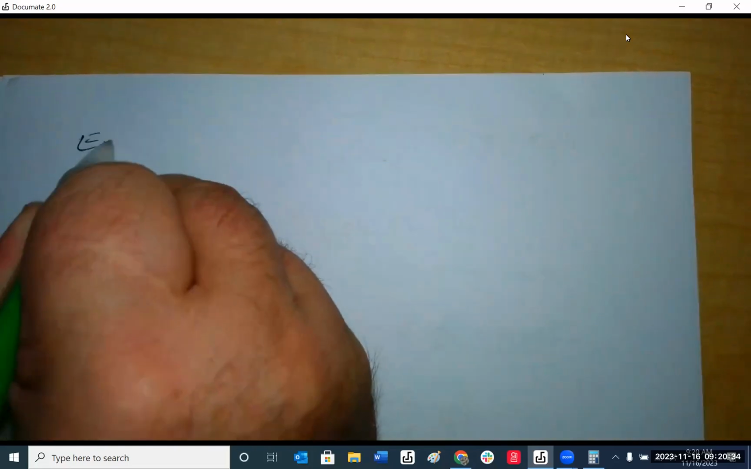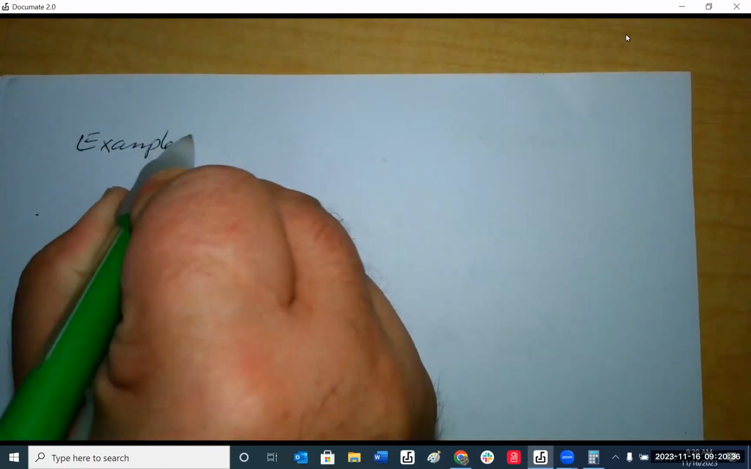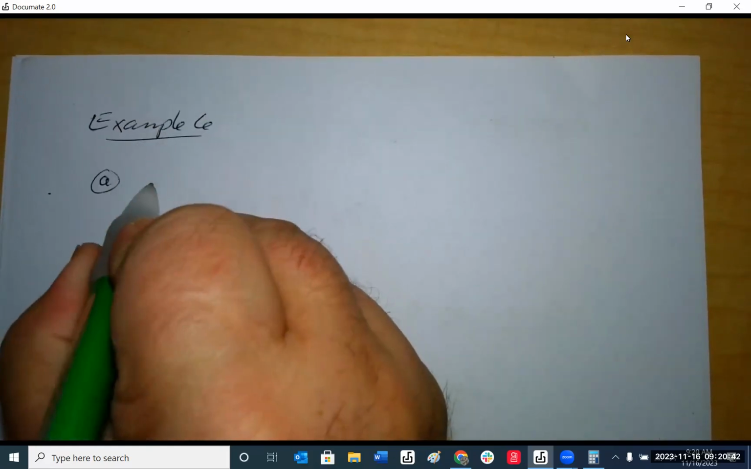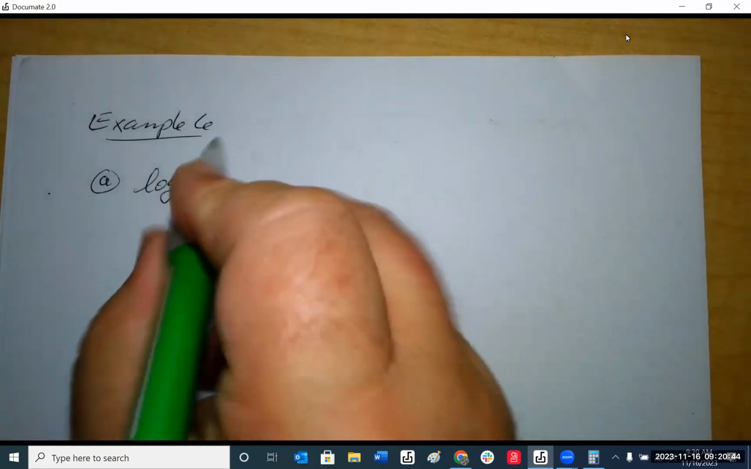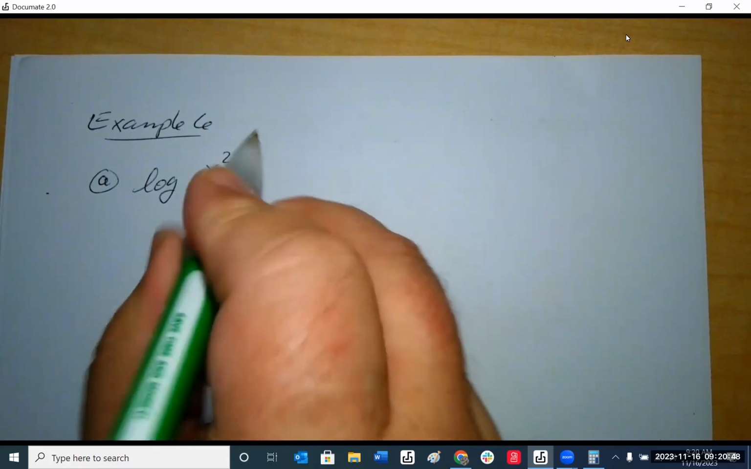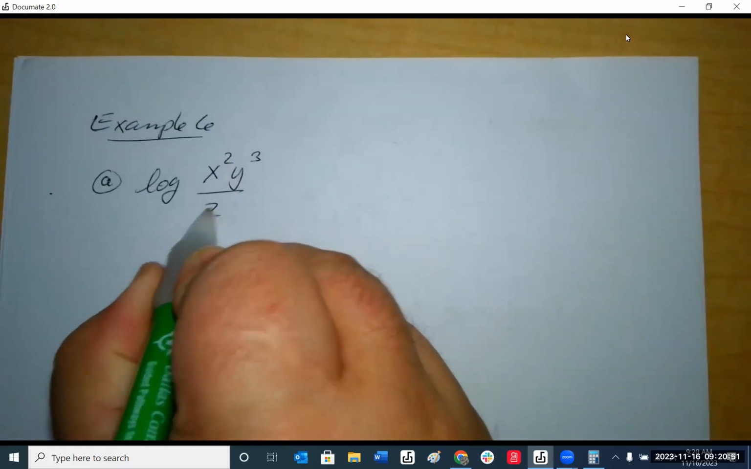Example 6. Express as a series of sums or differences. Log of x squared, y cubed, z to the fourth.